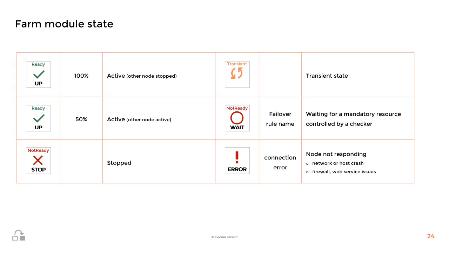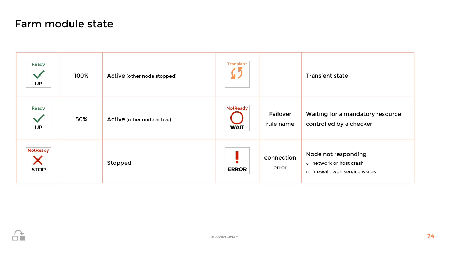Let's present the main states of a farm module in the console. When the state is up and the color is green on a node with 100% of the traffic, it means that it is the only node running the farm module. The failover is not possible in this case. When the state is up and the color is green on a node with 50% of the traffic, it indicates that 2 nodes are running the farm module. The failover is possible in this case.